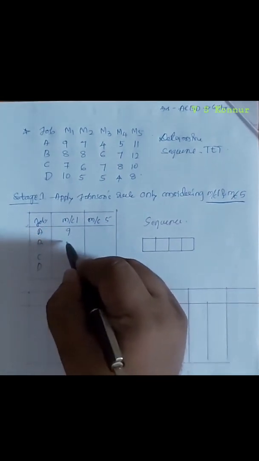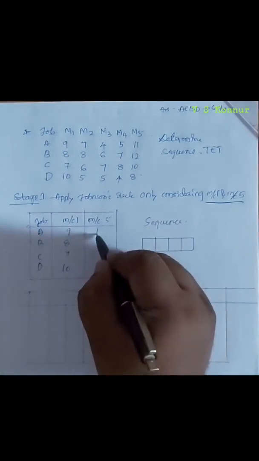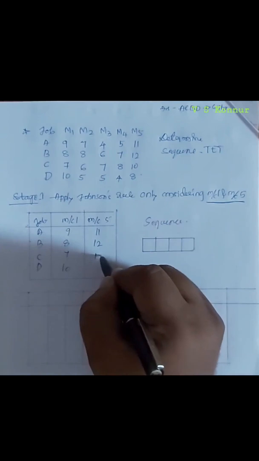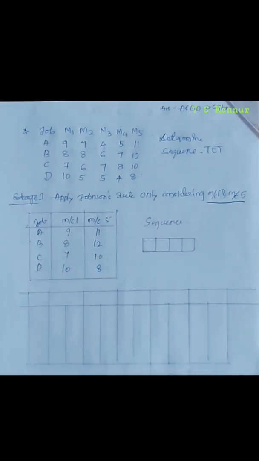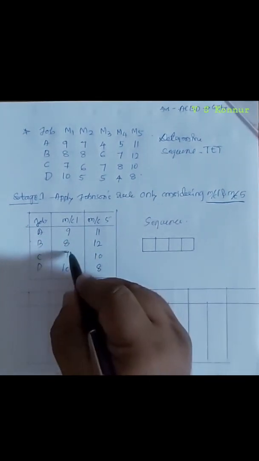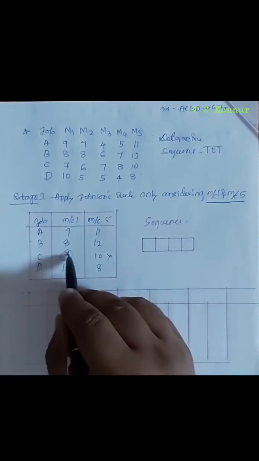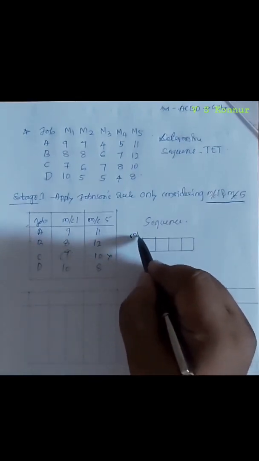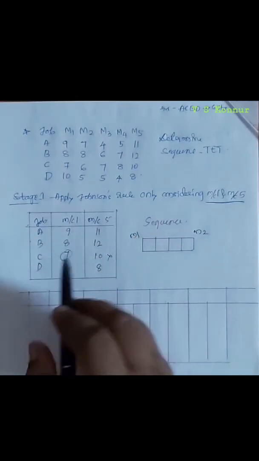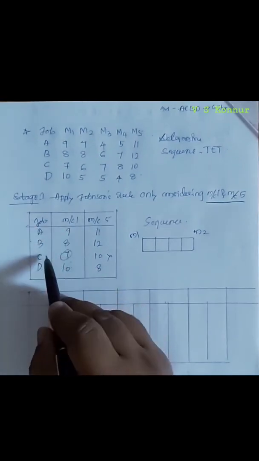Only by considering the 2 machines: 9, 8, 7, 10 and 11, 12, 10, 8. So now the minimum is 7. 7 is in M1, so we will write it here, M1, and here M2. 7 is in M1, the C job.